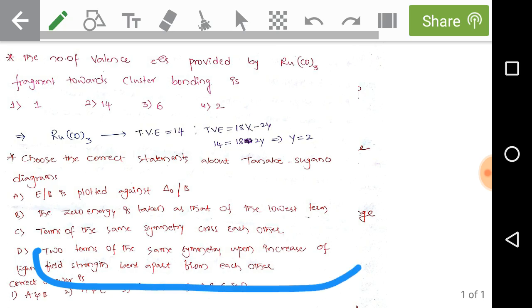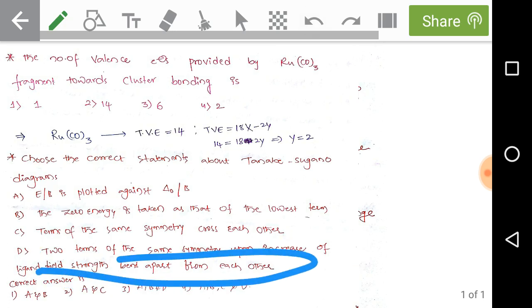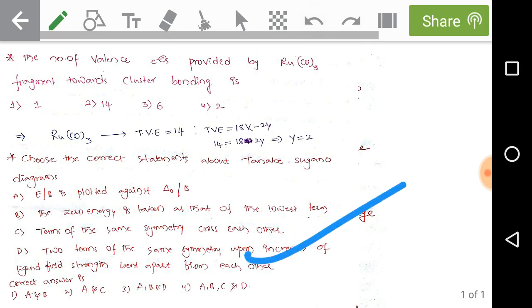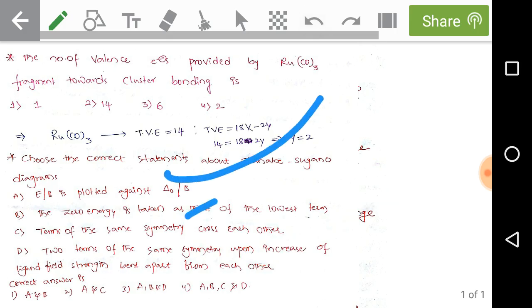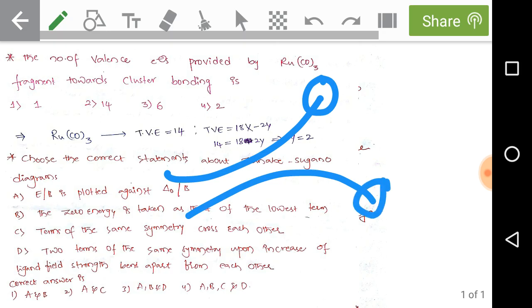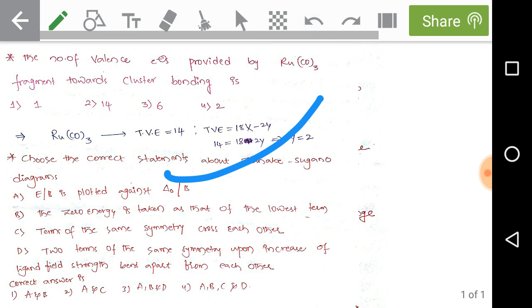Two terms of the same symmetry, upon increase of ligand field strength, bend apart from each other. This is the correct answer, because whenever that happens, these two lines of the same symmetry just move apart. They repel each other and never cross each other. So that's why, checking the answers, A, B, D, option 3 is our answer.